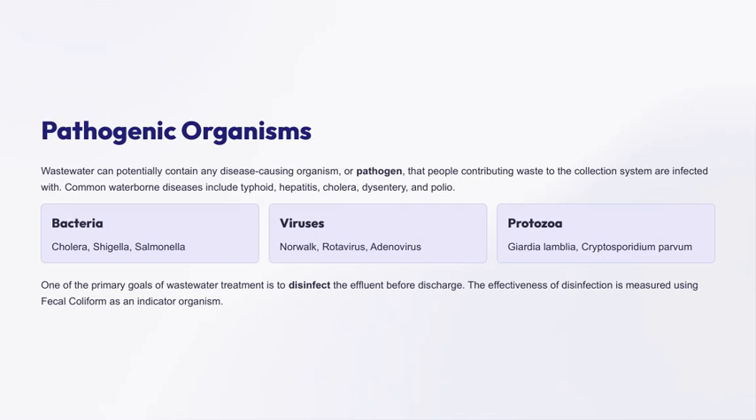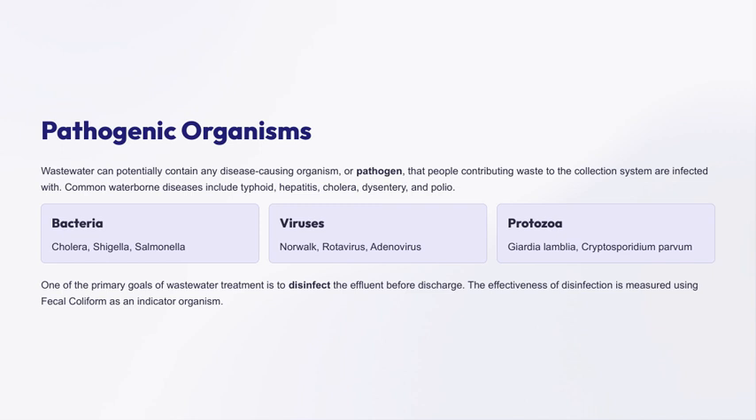When we talk about pathogenic organisms in wastewater, we're referring to the disease-causing microbes that can be present when people contribute waste to the collection system. These pathogens can lead to serious waterborne diseases. Common examples include typhoid, hepatitis, cholera, dysentery, and polio. Now, these pathogens come in different forms: bacteria, viruses, and protozoa.